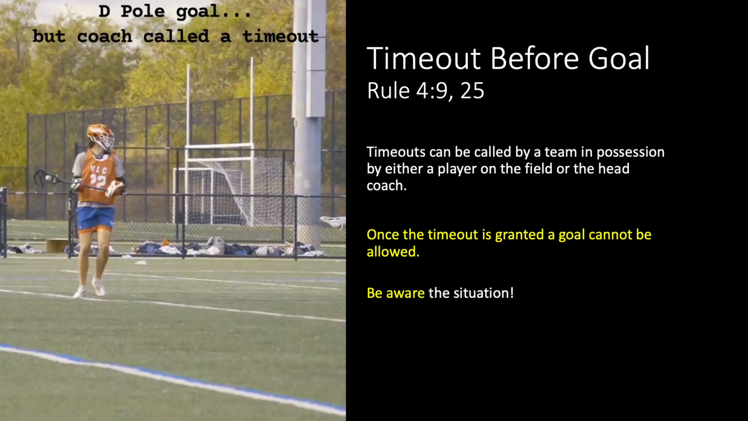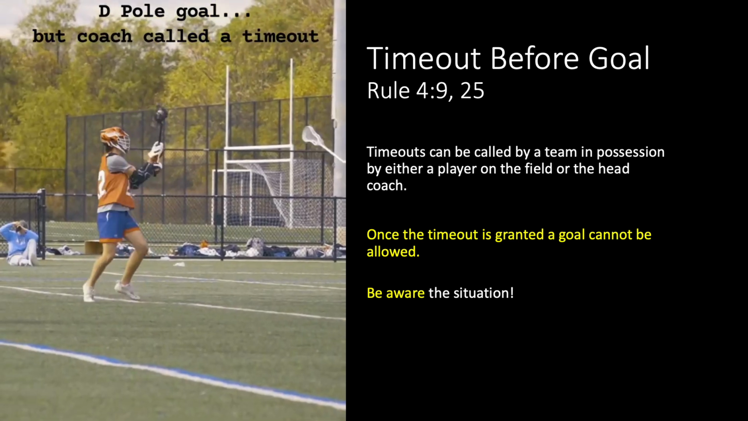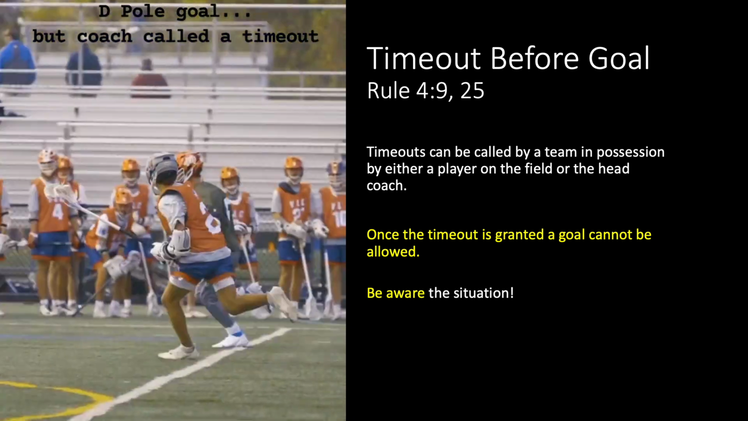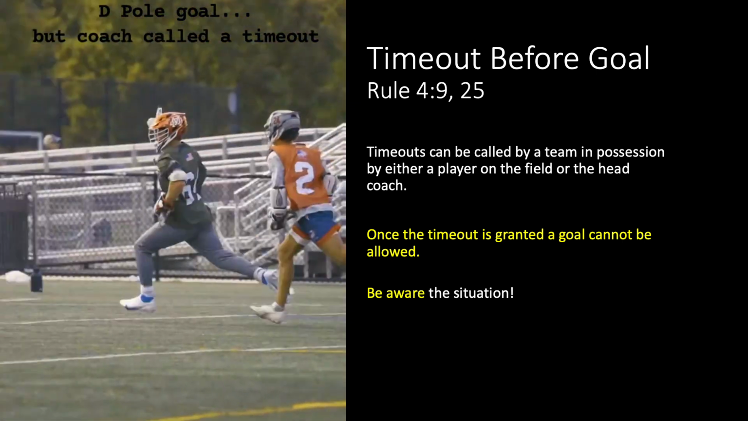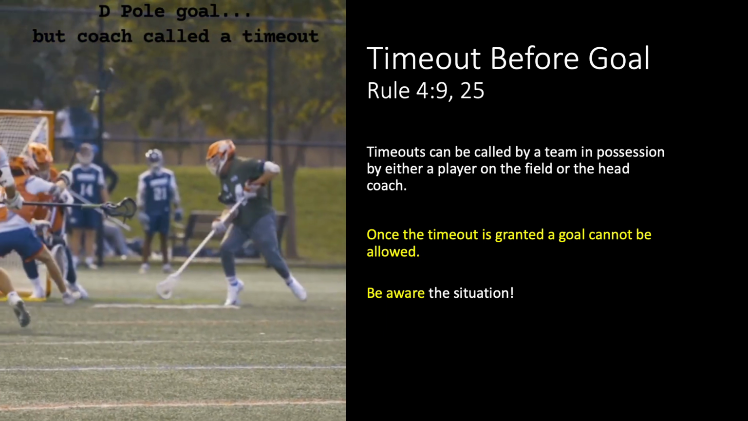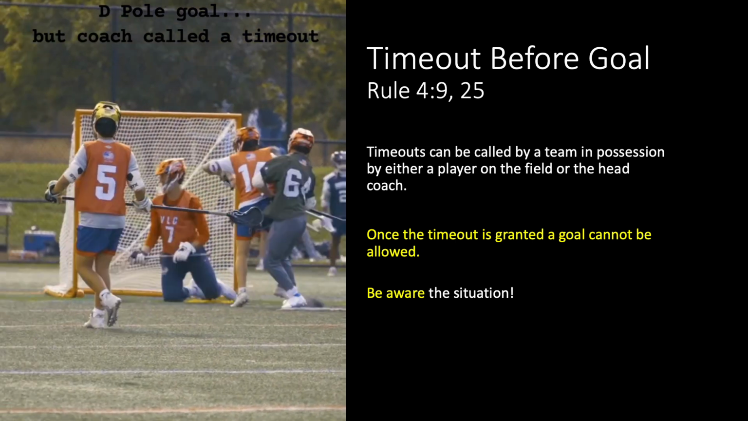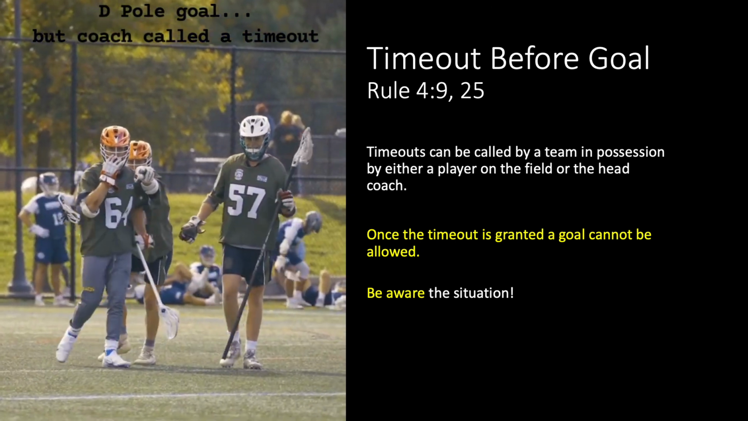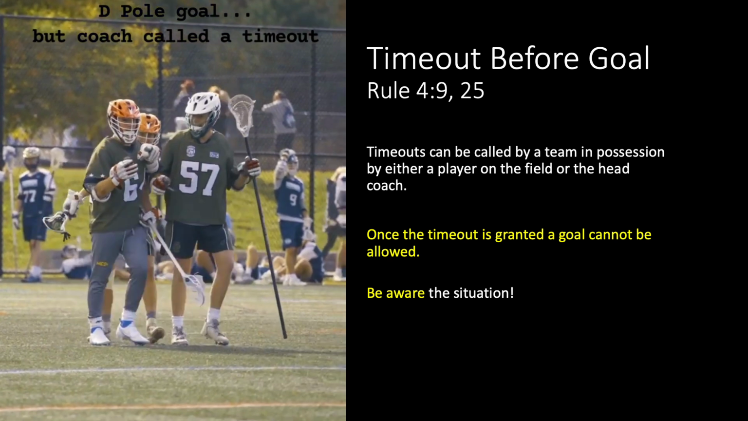So, timeout called before the goal. This is a tough one as an official, player, and coach. Okay, so in this situation, number 64 is going to be taking the ball down the field. We're racing, and our coach is thinking, I really don't want this defender to take a shot. I want a possession here. Now, he gives a great score, but we called a timeout, and we are very sad now, right? So be aware of the situation.